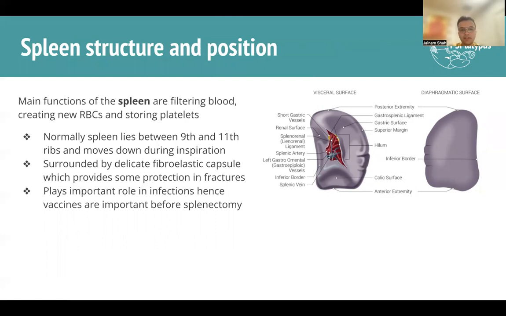It's surrounded by a delicate fibroelastic capsule, which provides it some protection in fractures, but really, once you pierce that capsule, you hit the spleen, and the spleen is basically a blood bag. So that thing is going to rupture like anything, and you're going to lose a lot of blood. It also plays a super important role in infections, which is why when you have a splenectomy, for example, when someone has ruptured their spleen and you need to get rid of it, you will need to do some pre-surgical and post-surgical vaccinations for this person, because they're not going to be able to fight a lot of these especially encapsulated bacterial infections very, very well.